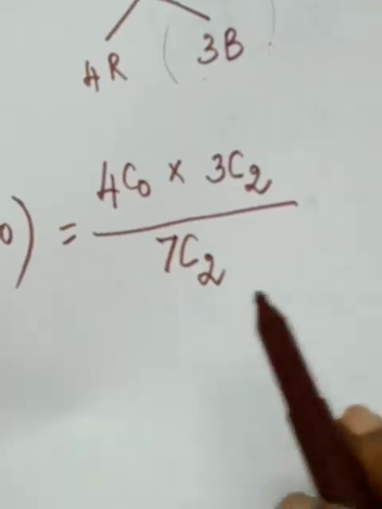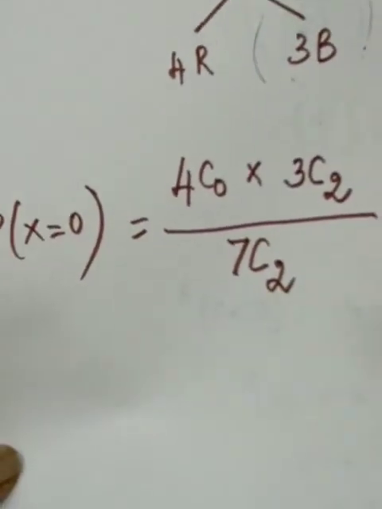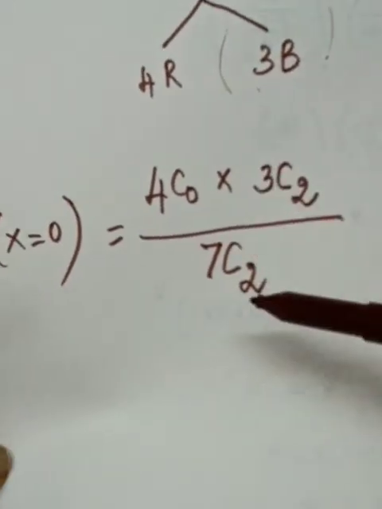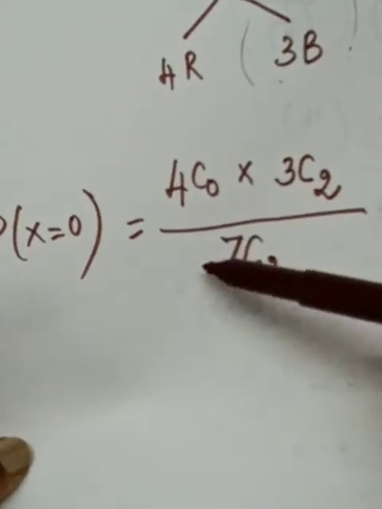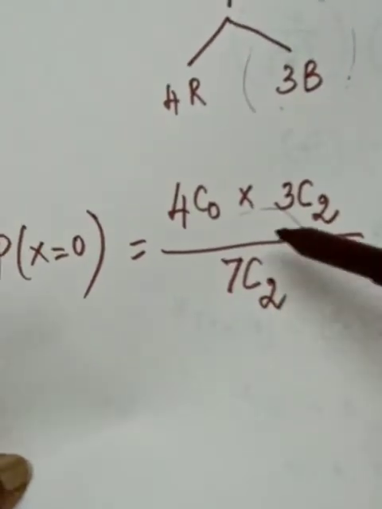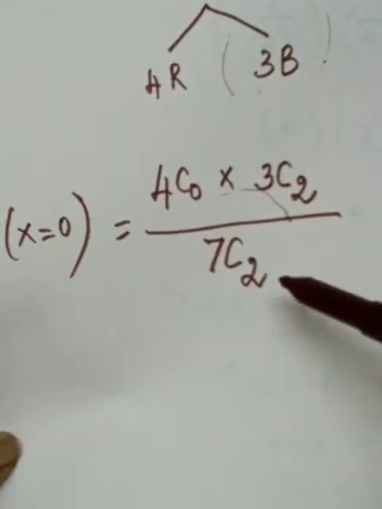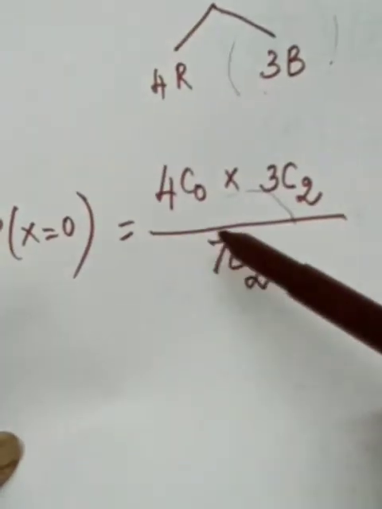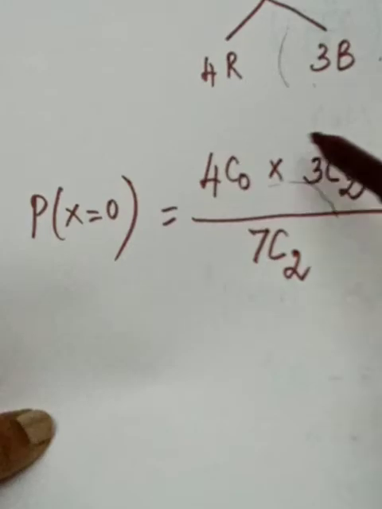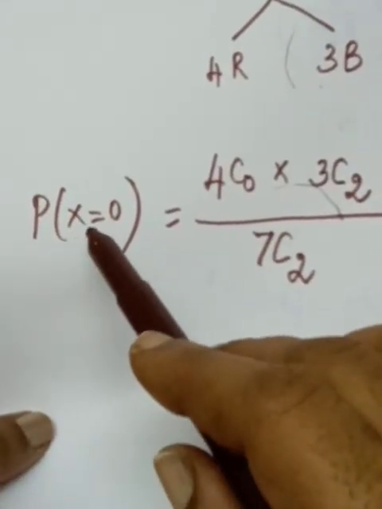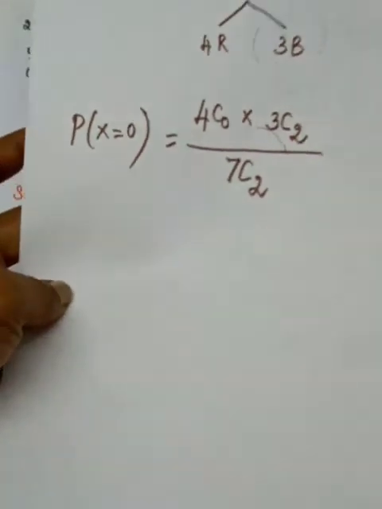Why have I written this? It's a probability. Probability means number of favorable events divided by n of s. So n of s I have written: out of 7 balls, we have to take 2 balls. So this is your n of s, and this is the number of favorable outcomes for x equal to 0.